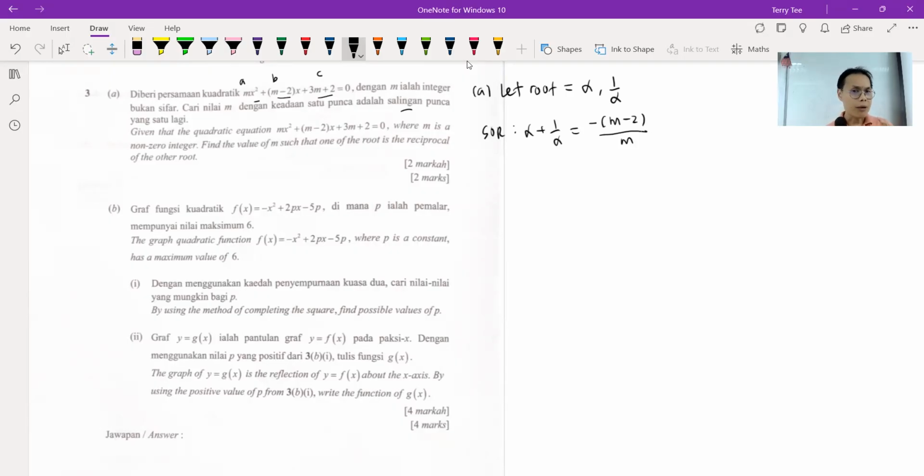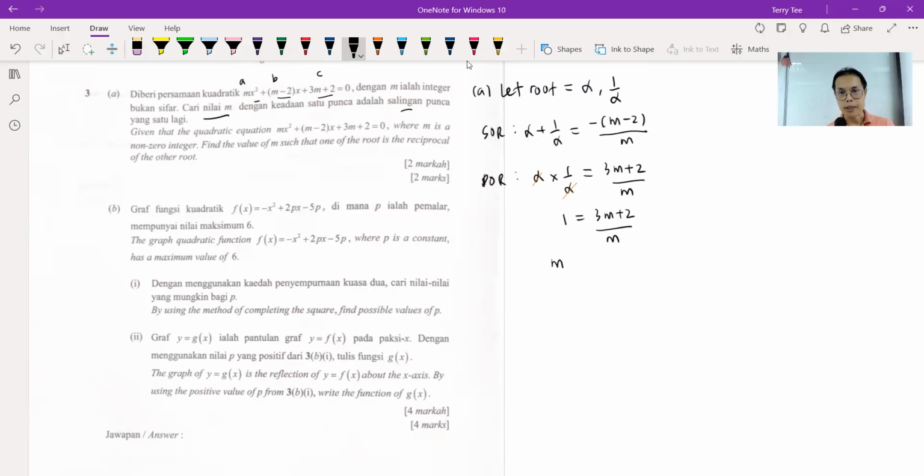And what are we finding here? We are finding nilai m, cari nilai m, so we're finding m. So SOR cannot work, so we leave it out. Let's work on POR. Now your POR will be product of roots or hasil darab punca, alpha times 1 over alpha equals to c over a. My c is 3m plus 2 over a. A is m. So we can cancel alpha and alpha, you're left with 1 here. This is 3m plus 2 over m.